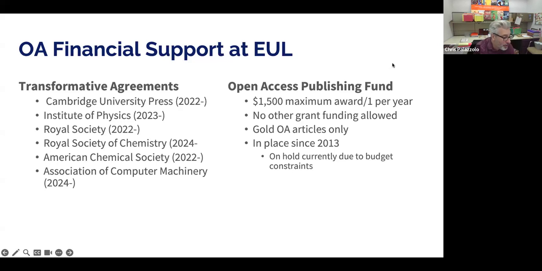And then the Open Access Publishing Fund. We've had this for quite some time, about 13 years now. The award amount has actually increased over the years as article processing charges have increased, but it is a maximum of $1,500. There's no other grant funding available, so it's a fund of last resort, and only for Gold OA, not hybrid journals, for example. And like I said, it's on hold currently due to some budget constraints. So those are the two big financial supports, either indirectly or directly, that we are providing to Emory researchers in their publishing and publishing open access.